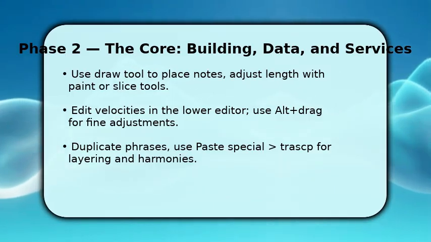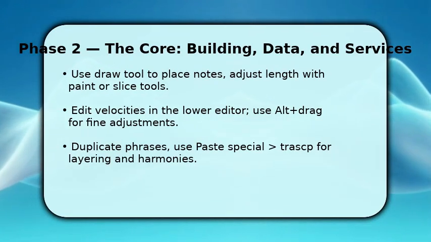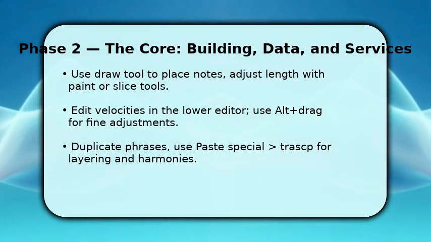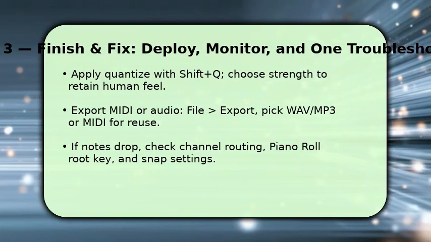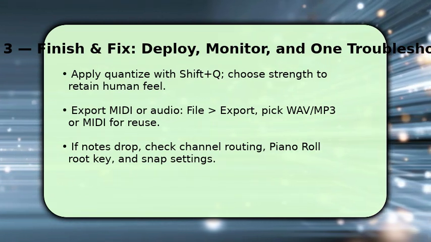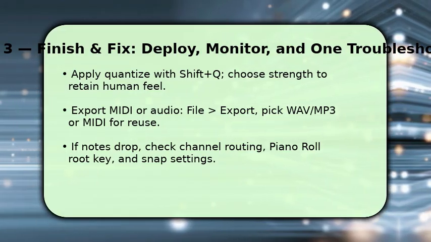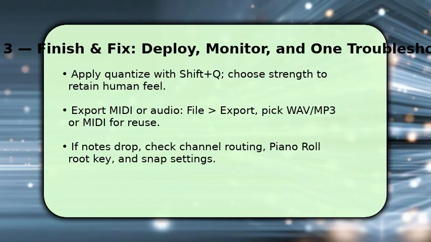Also, consider layering another channel with slightly detuned notes to thicken the sound. It makes mixes fuller. You finish by tightening timing. Use quantize but dial back strength to keep groove. Shift plus Q offers presets and strength control. Once satisfied, export either as MIDI for later editing or audio via file export in WAV or MP3.